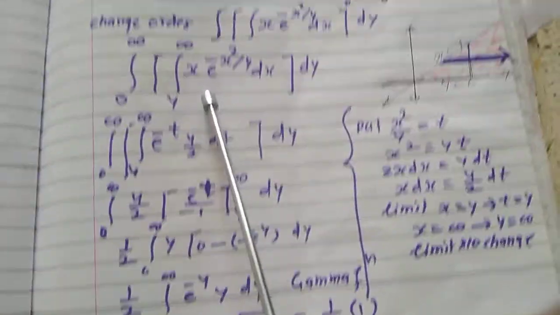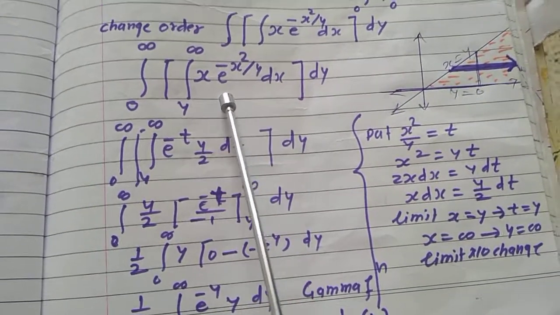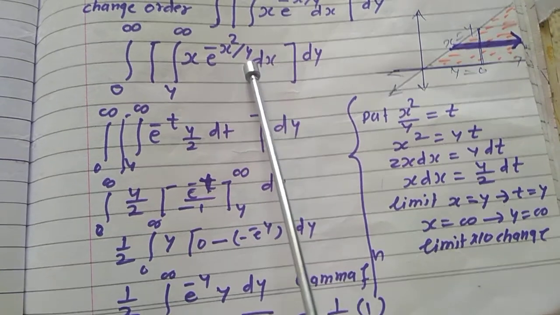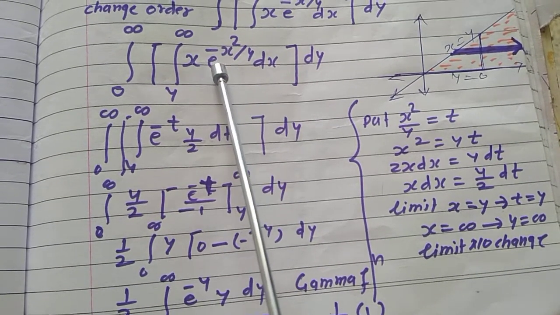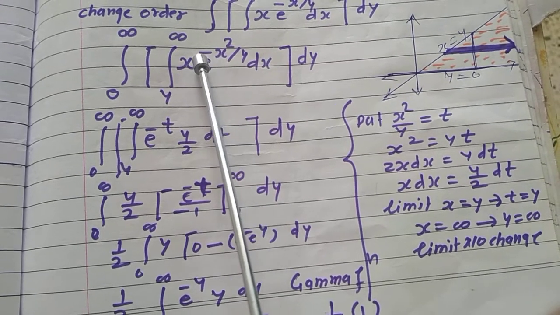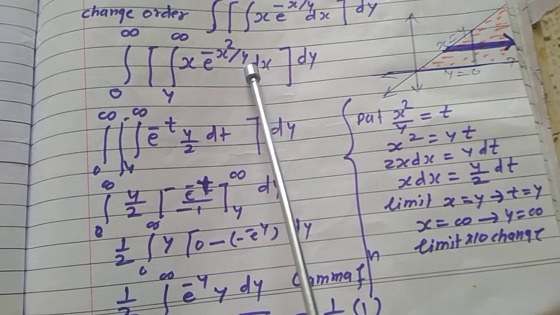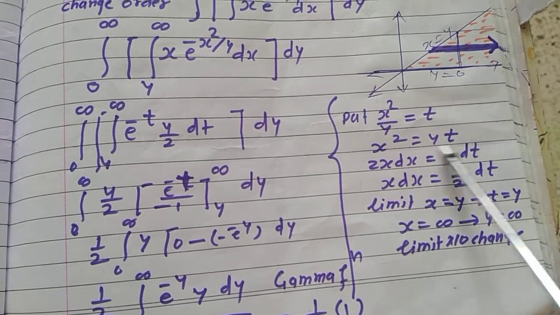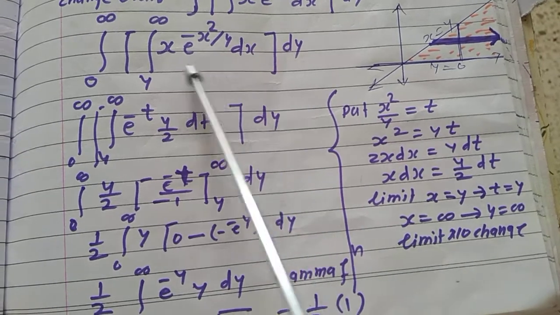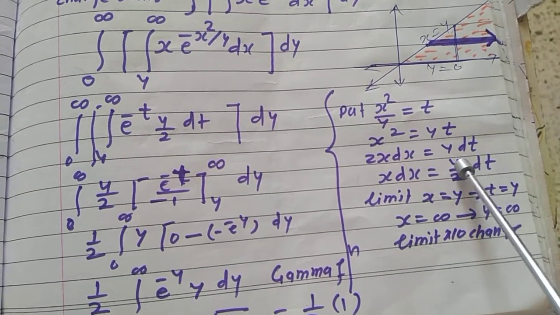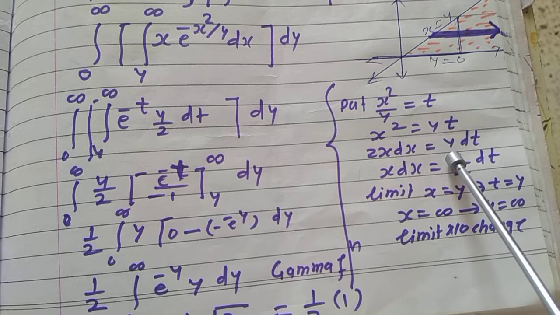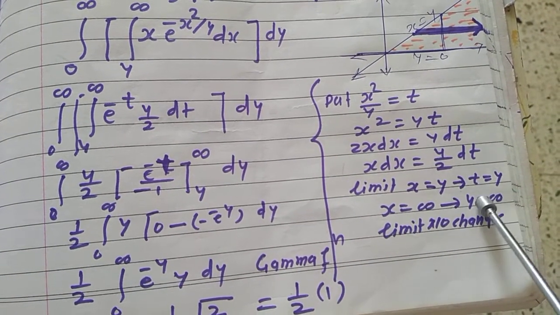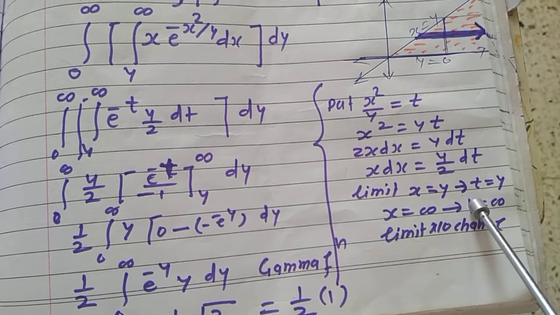Now this is a special problem. I want to integrate this bracket problem with respect to x, treating y as constant. Now the power of e is not x, it is x square by something, which is constant. So put x square by y equal to t, x square is equal to yt, 2x dx is equal to y dt. I want x dx, so it is y by 2 dt, where y by 2 is constant. Now limit: x is equal to y, t is equal to y; x is equal to infinity, t is equal to infinity.